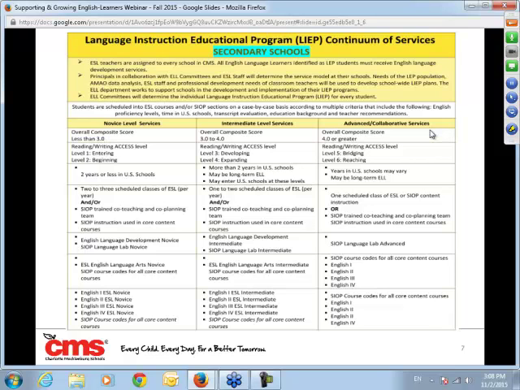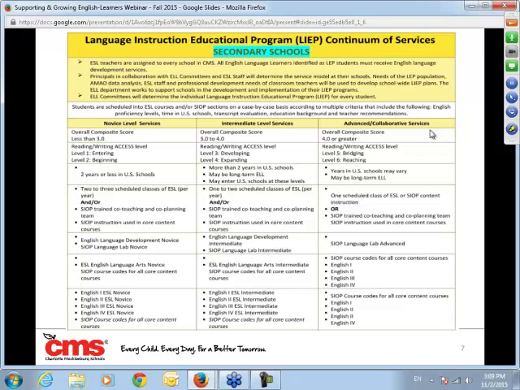So if you go down to almost the bottom, a novice level student in secondary school could have English 1, ESL novice. They could have English 2, ESL novice, English 3, ESL novice, English 4, ESL novice, or SIOP course codes for all core content courses.